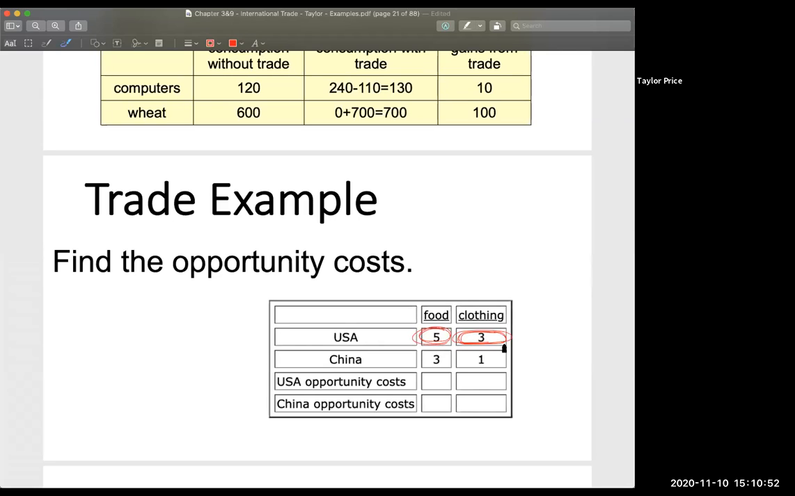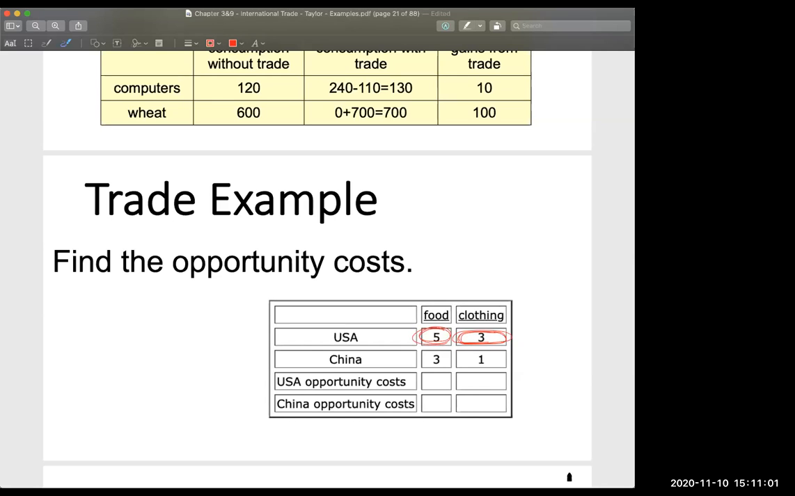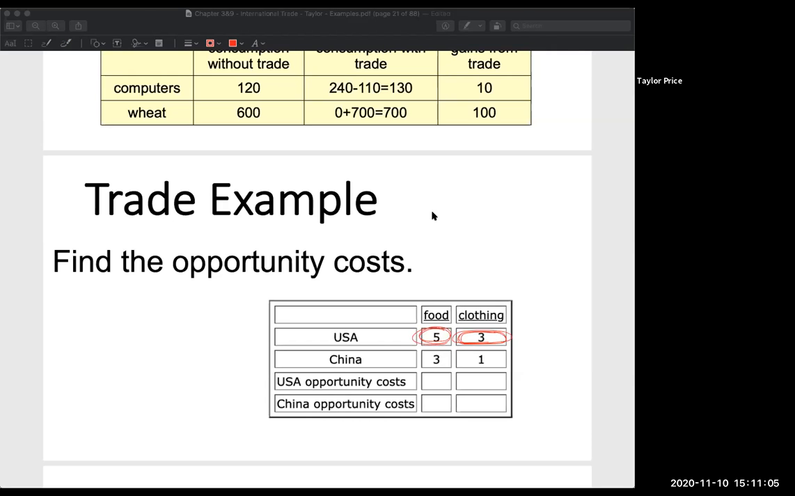Did that answer your question on absolute advantage? Yeah, and I'm a little confused about question 2. Question 2? Yes, on the midterm. Yeah, midterm. Okay.